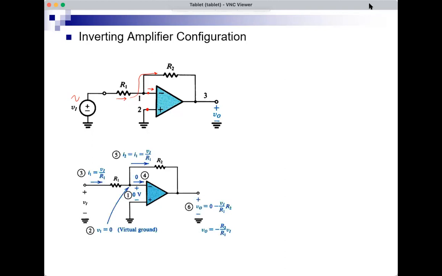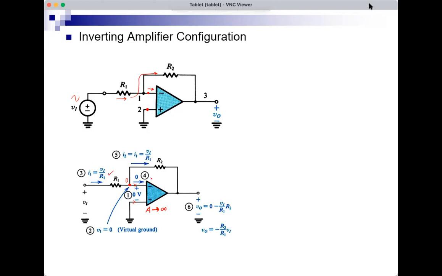Step number 1, I have a virtual short between the two inputs because the amplifier is operating linearly, no saturation, and A goes to infinity. So this results in a virtual short between the two inputs. So this means that here at this node, I have 0. So what's the current in R1? VI minus 0 over R1. So this is the current in R1.